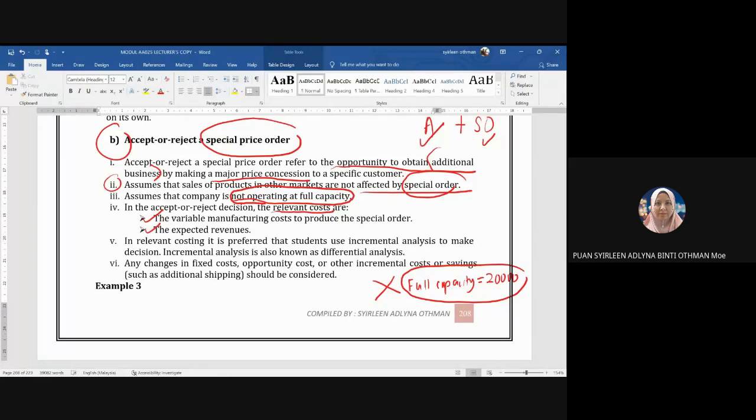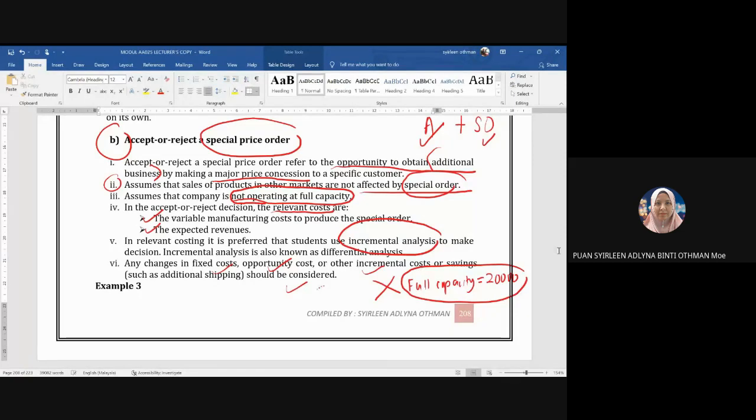Okay, so in relevant costing, it is preferred that student use incremental analysis. So incremental analysis ialah table macam tadi lah. So you ada item, you ada make, buy, increase, decrease kan. Tapi kalau untuk accept or reject, kita akan ada item, accept, reject, and then the final row tu dia ialah the increase or decrease income statement. Okay, so any changes in fixed costs, opportunity costs, or other incremental costs or saving should be considered as well.